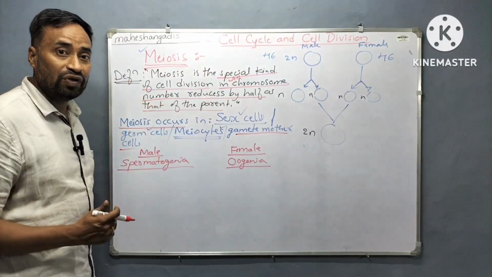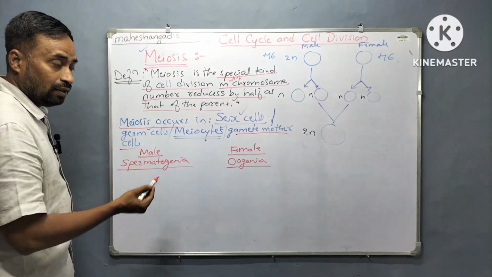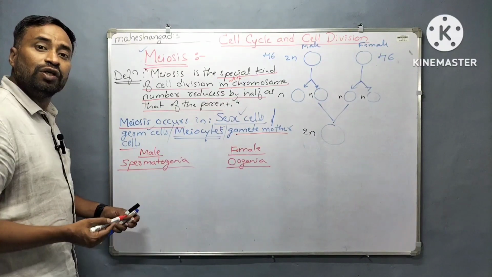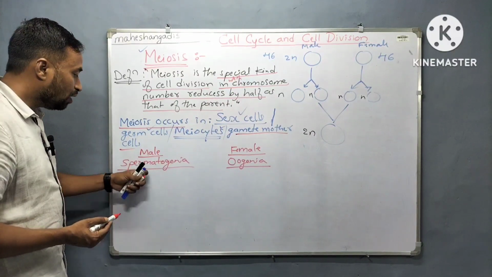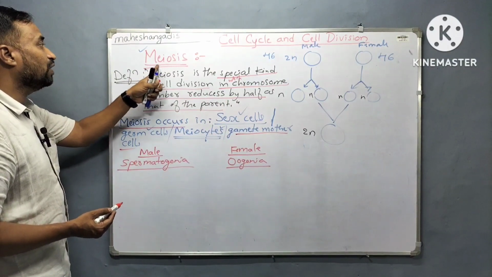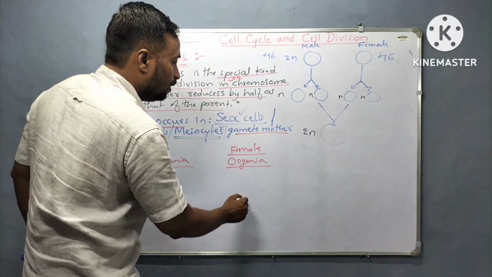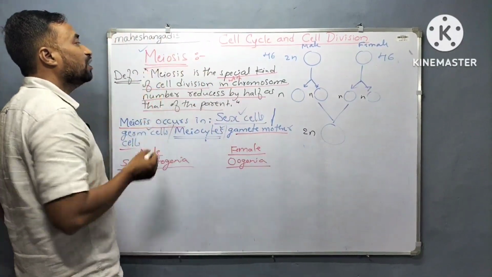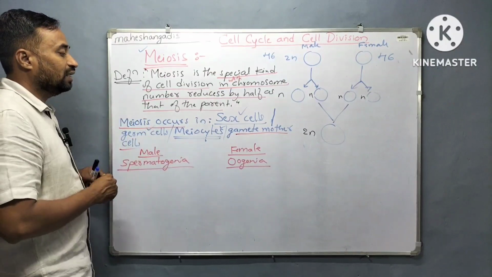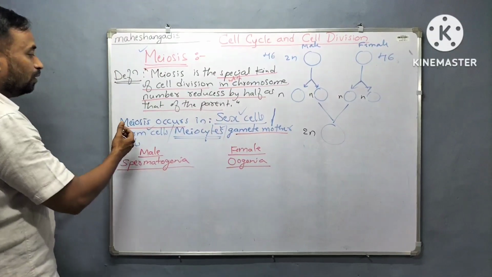In the second PU syllabus, you are going to study spermatogenesis. That's the process in which spermatogonia become sperms. That occurs because of what kind of cell division? That occurs because of meiosis. Even oogenesis also occurs because of meiosis. This is how meiosis occurs in sex cells.